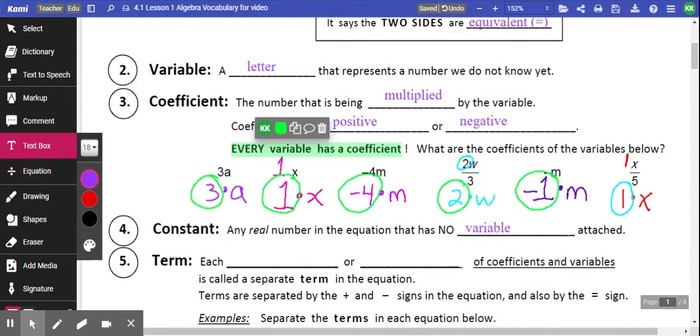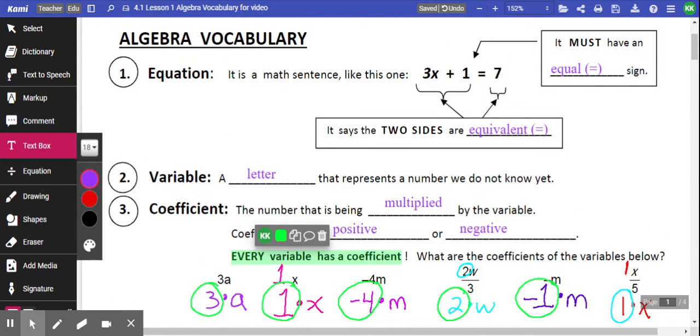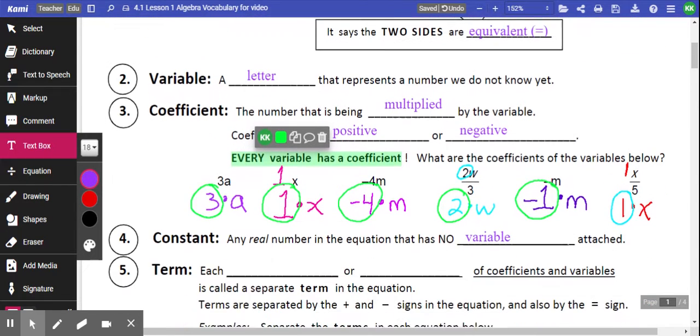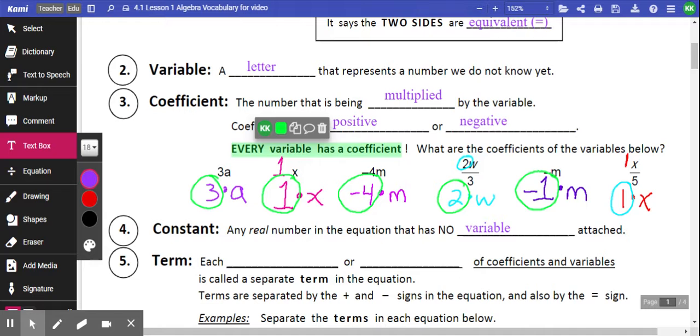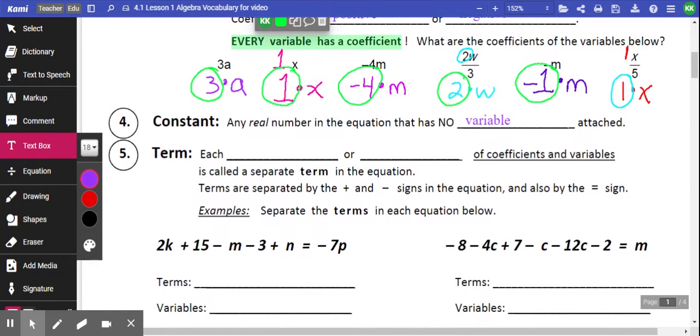So we've talked about the basic parts of an equation or an expression. We talked about variables, coefficients, and constants.